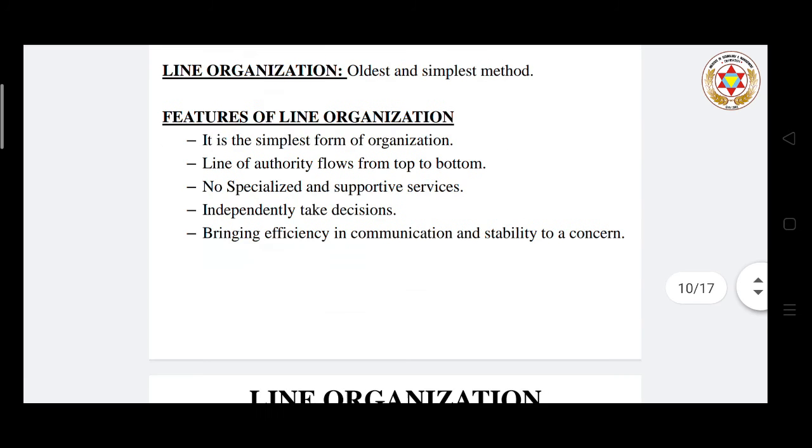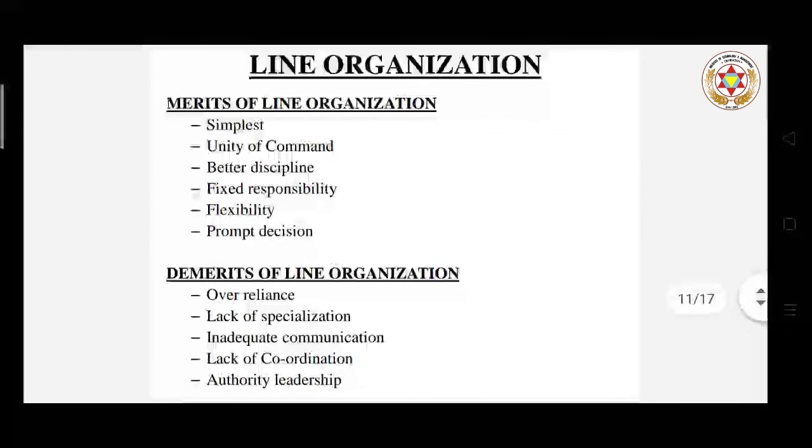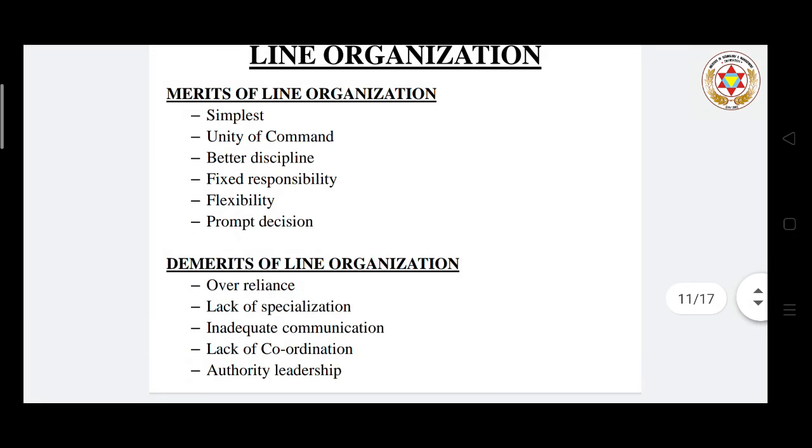So let us come to the next slide, which says the merits and demerits of the line organization. It says it's simple, unity of command, better discipline, fixed responsibility, flexibility, prompt decisions. But it has demerits, which says over reliance, lack of specialization, inadequate communication, lack of coordination, and authority leadership.